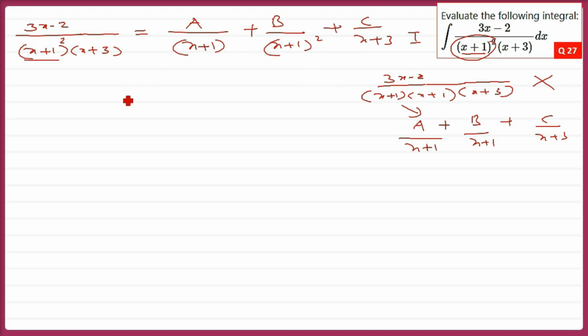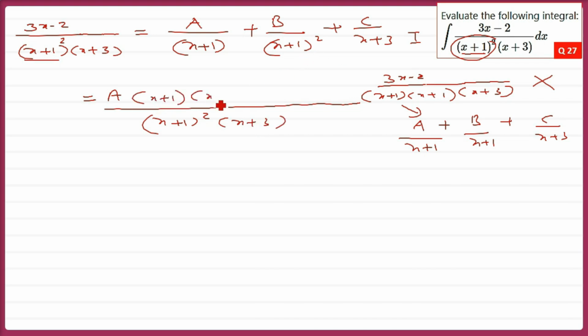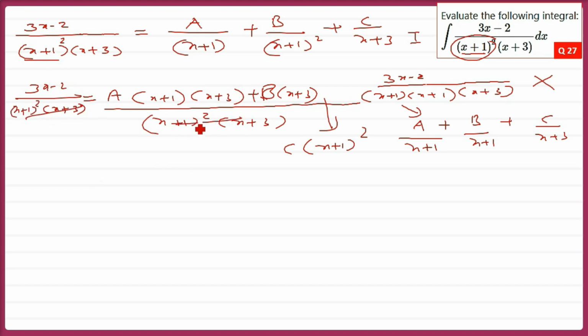Now take the LCM. So we have x plus 1 whole square multiplied by x plus 3. With A, x plus 1 will come and x plus 3 will be there. With B, x plus 1 square is already there, so it will be x plus 3. And then along with C, it will be x plus 1 whole square. On the left, it will be 3x minus 2 divided by x plus 1 whole square and x plus 3. Denominator you can cancel.